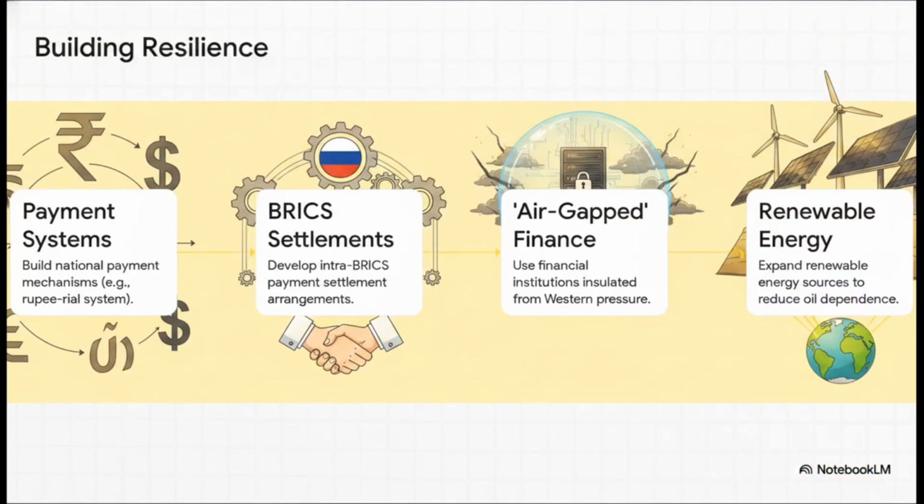Right, so the way forward seems to be a strategy with several different parts. First, we need to build our own payment mechanisms. Think of things like the rupee rial system with Iran. The goal is to not be so dependent on the US dollar for everything. Second, work more closely with groups like BRICS to create our own settlement arrangements. Third, and this is a bit more technical, use air-gapped financial institutions, basically banks that are walled off from Western pressure. And finally, the big one, the long-term fix, go all in on renewable energy. The less we depend on imported fossil fuels, the less leverage anyone has over us. These are the kind of solid, concrete policy points that will make your mains answer stand out.